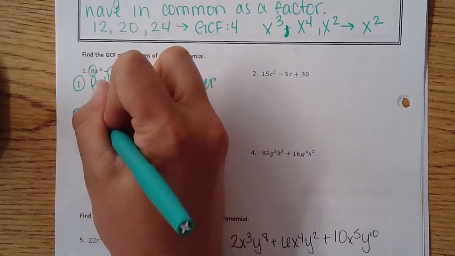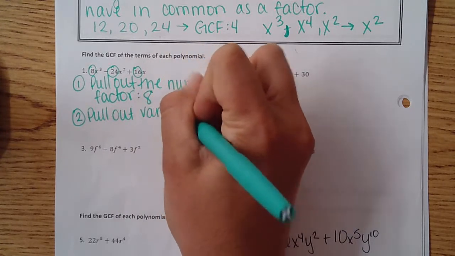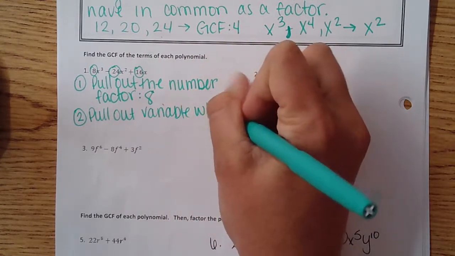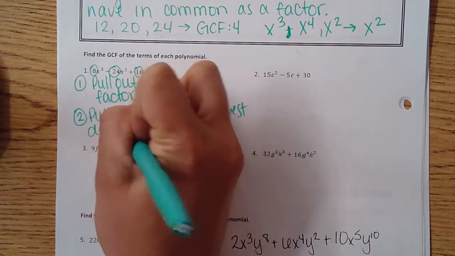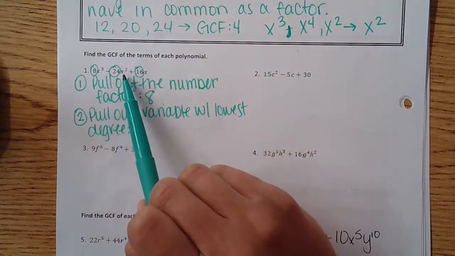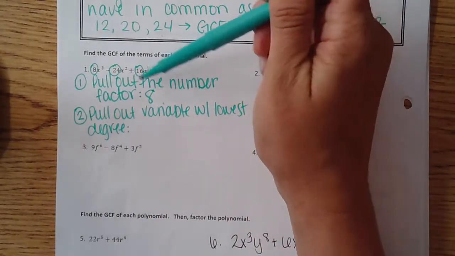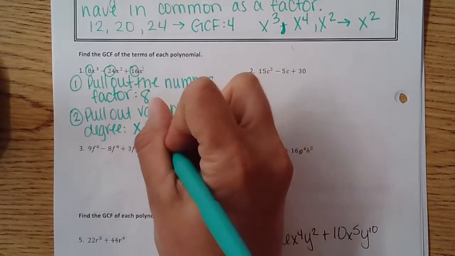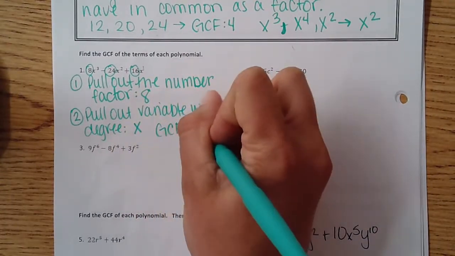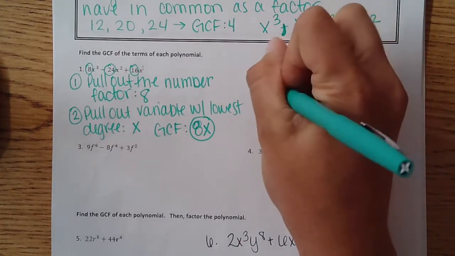Next is to pull out the variable with the lowest degree. And it has to be the same variable. So we have x to the third, x to the second, and x. Since x to the first, this one over here, is the smallest, I can pull out x. So my greatest common factor is 8x. There's our final answer.